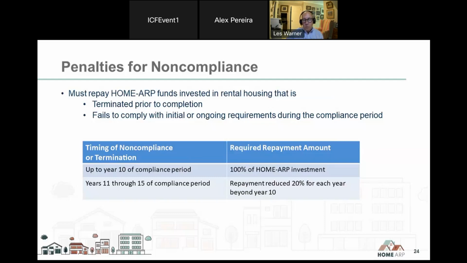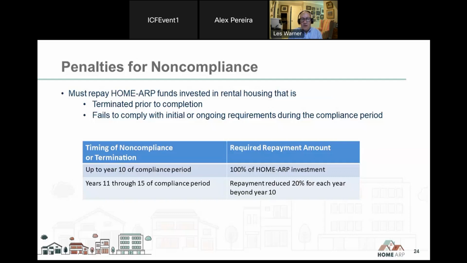So depending on when that non-compliance happens, if we complete a project, place these units in service, and we have completed 10 years of that compliance period, for that first 10 years, we're going to have to pay back 100% of the HOME-ARP investment if that project then fails to continue as meeting the compliance period requirements.